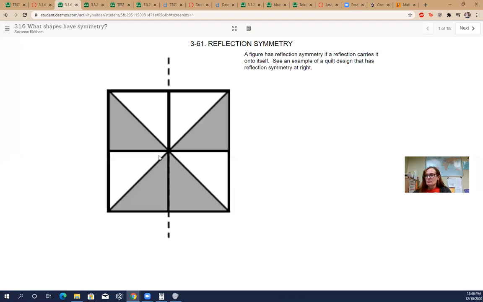Okay, so this quilt has reflection symmetry because you could fold it in half and they would all match up together. So yeah, or you can have a mirror right there and it would look the same. It looks like there is a mirror put there and it's just a reflection of itself. Okay, so that is reflection symmetry.